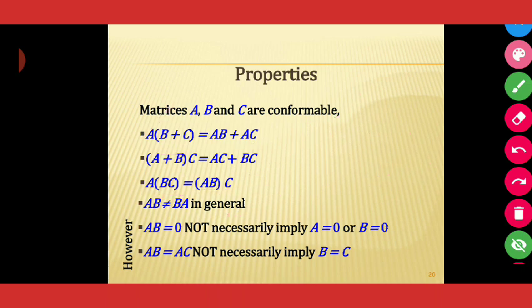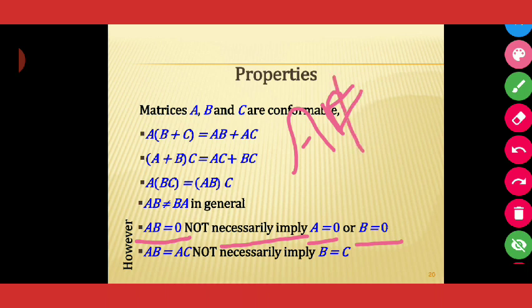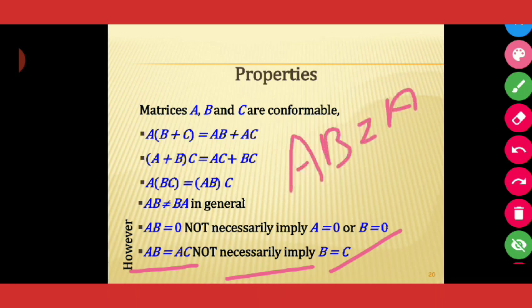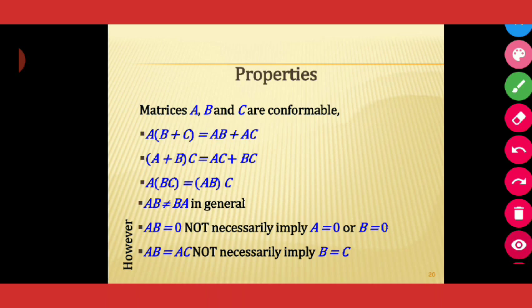Next, if AB = 0, it does not necessarily imply A = 0 or B = 0. It may be possible that A is not equal to 0 and B is not equal to 0, but AB gives 0. Next property, AB = AC does not necessarily imply B = C. This is not necessary: if AB = AC, then B = C need not follow.